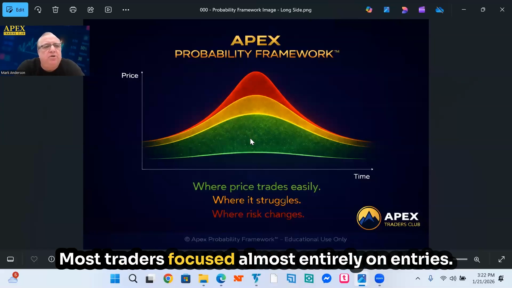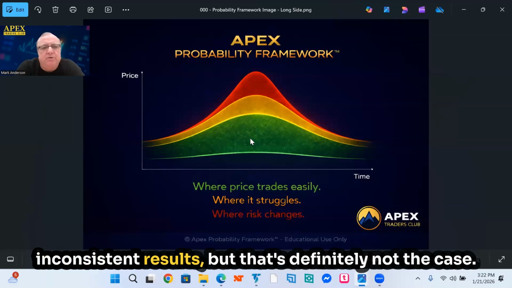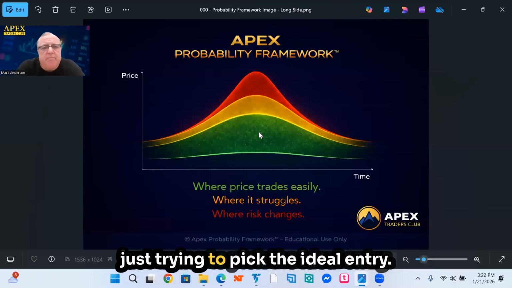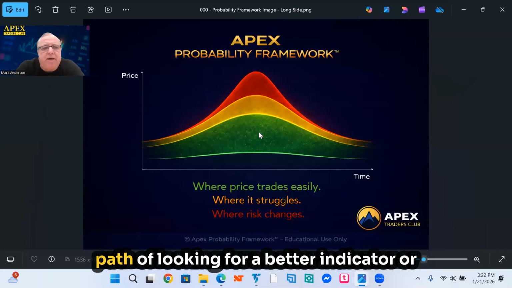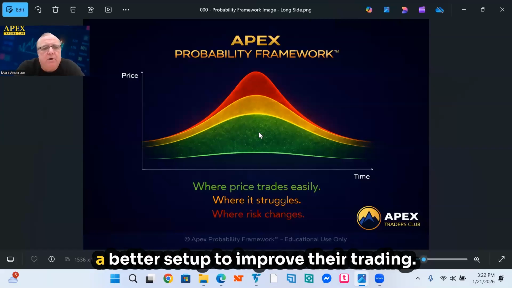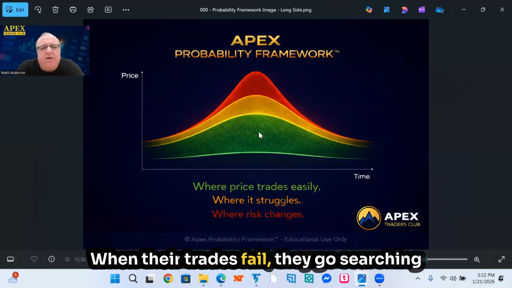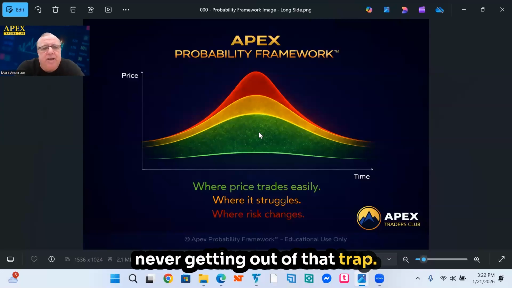Most traders focus almost entirely on entries. They assume that a better entry will fix their inconsistent results, but that's definitely not the case. There's a lot more in trading than just trying to pick the ideal entry. As a result, they start down the endless path of looking for a better indicator or a better setup to improve their trading. This search is never ending for many traders. When their trades fail, they go searching indicator to indicator, setup to setup, never getting out of that trap.